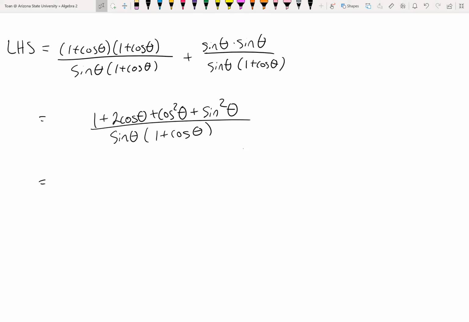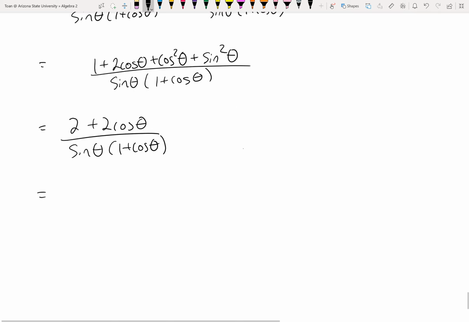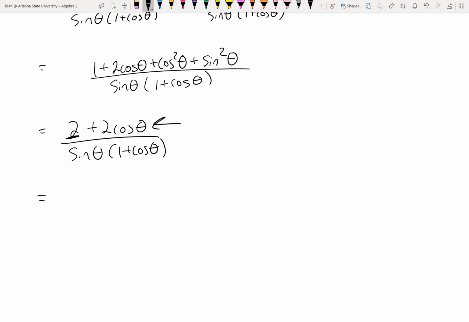Well, hopefully we can recognize that cosine squared plus sine squared, that's a Pythagorean identity, that's 1. And since we already have a 1 here, 1 plus 1 gives us 2. And then we should recognize that in the numerators, we have two 2's, right? So it's factorable. We can factor out the 2.